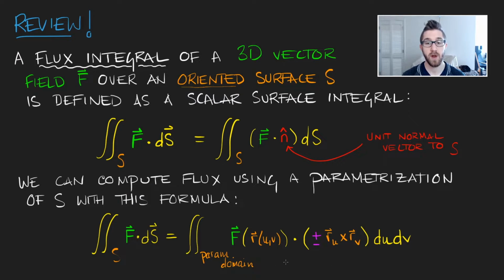So this formula is a great way to calculate flux whenever you can parameterize the surface, but you've probably already seen that it's a bit tedious to calculate. There's a lot of little mini steps that you have to do. So what I'm going to show you now is actually a situation in which it makes sense to calculate flux by going back to this definition in terms of a scalar surface integral. So let's get into an example that actually illustrates that.